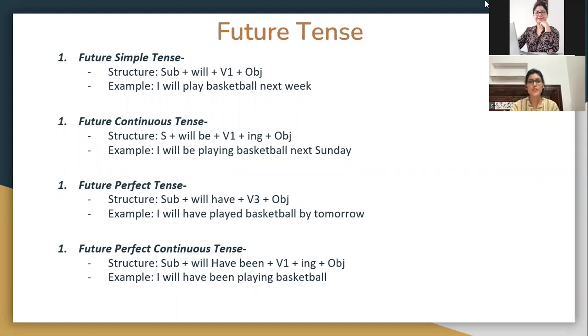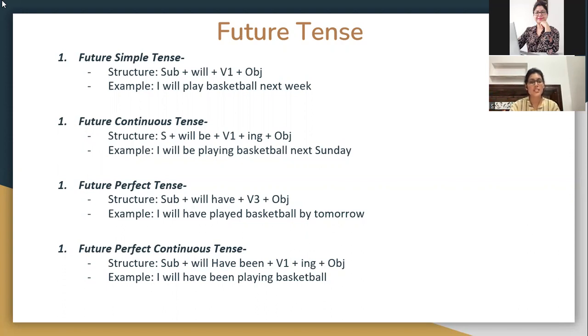I explain future tense. So what is future tense? Future tense is whatever we do in the future. The first part of future tense is future simple tense. We use it when we talk about whatever we do in the future in a simple way, and I am sure I will play basketball next week, next day, next year. So we use future simple tense.